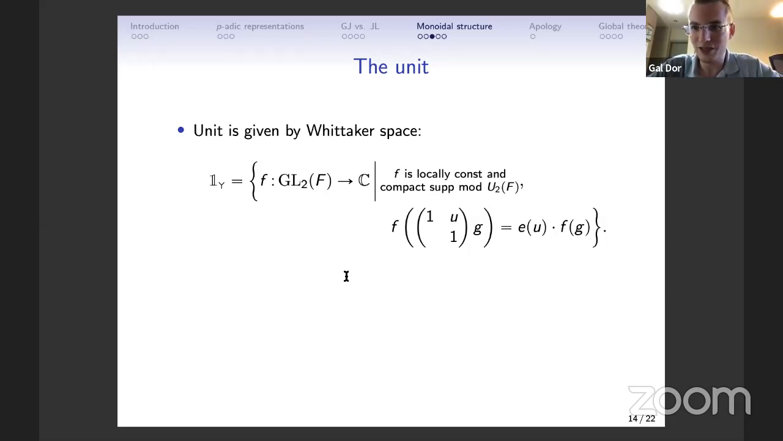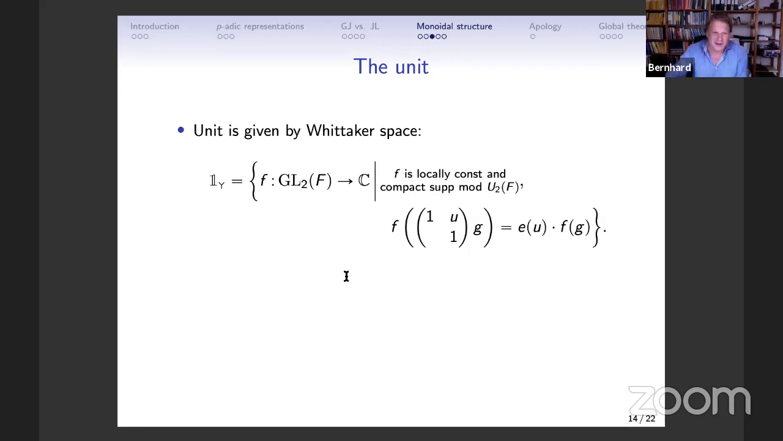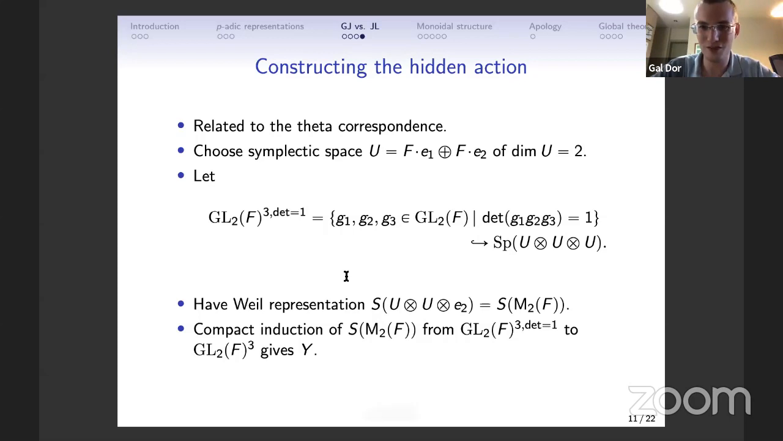It's so simple that you don't really have to use anything complicated about the Weyl representation. I'll just say a short thing about it because it's pretty simple. If you have a Weyl representation, then it has this extra hidden action, and the way it works is that if you have the unipotent radical, just upper triangular matrices, then they act by multiplying by an exponent of the determinant of the matrix. This is the action. And what happens when you take the tensor product of this one with the Whittaker space?